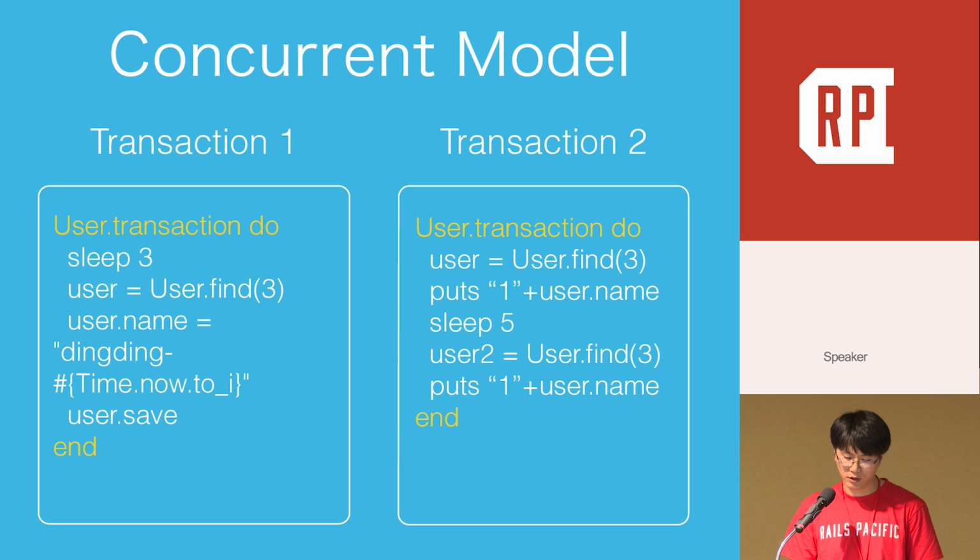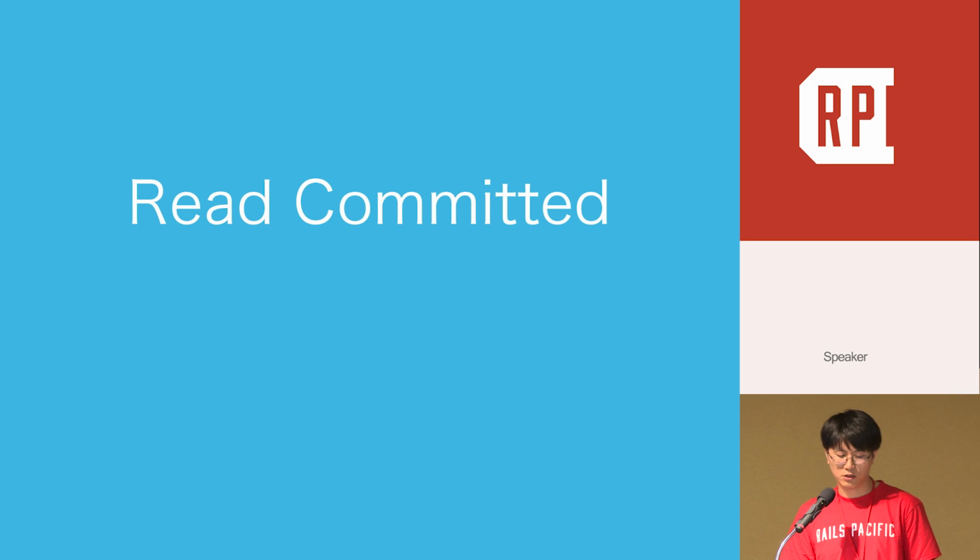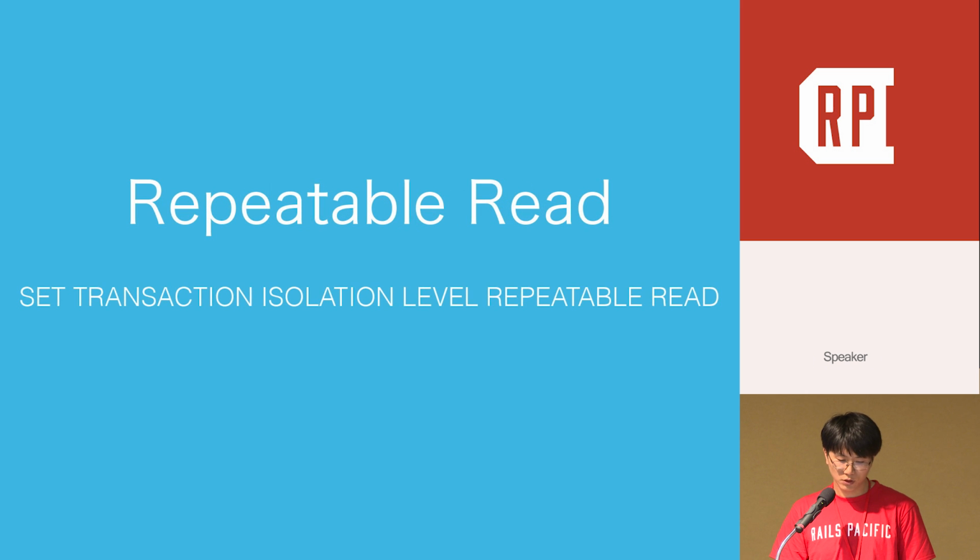So there are several isolation levels we can use. The first is the read committed isolation level, which is the default in PostgreSQL. Read committed means that when I run a statement, the statement can only see rows committed before it begins. So let's take the example and explain.